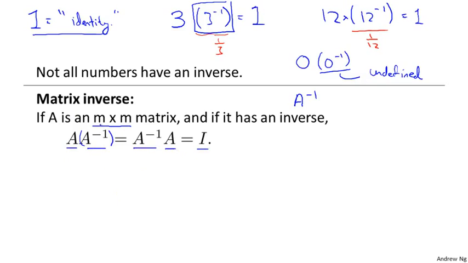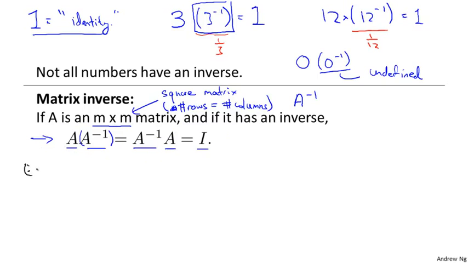Only matrices that are m by m for some value of m have an inverse. A matrix that is m by m is also called a square matrix. It's called square because the number of rows is equal to the number of columns. And it turns out only square matrices have inverses. So if A is a square matrix, so it's m by m, and if it has an inverse, then it satisfies this equation over here.